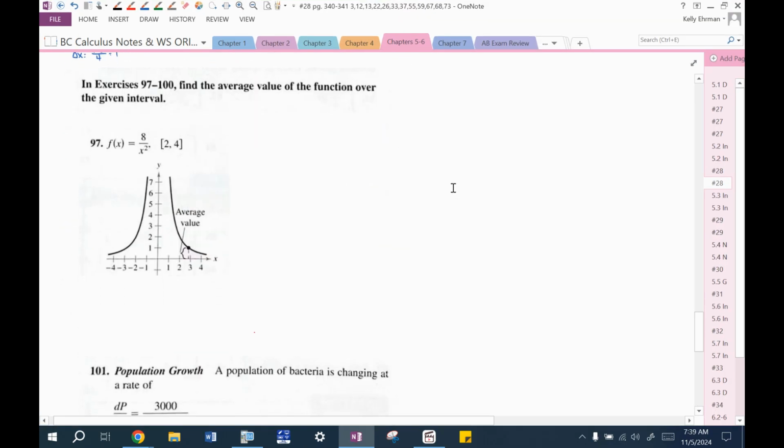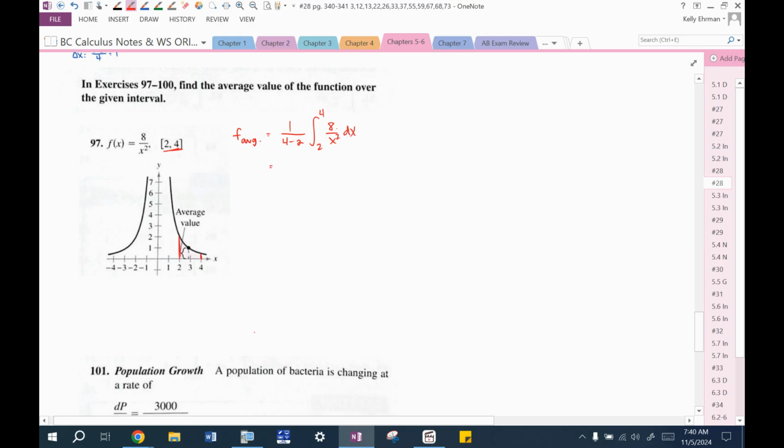For 97, find the average value of the function over the given interval. So f average, the given interval here, it's right here. It's 2 to 4. It's difficult to see the pink shading there. So f average is equal to 1 over 4 minus 2 times the integral from 2 to 4 of f of x dx. So let's clean this up a bit.